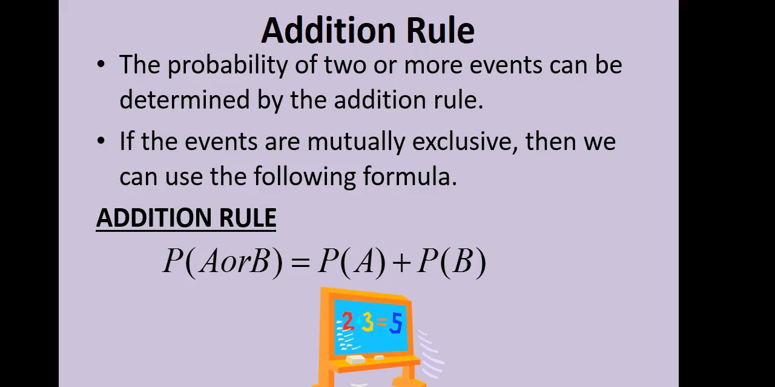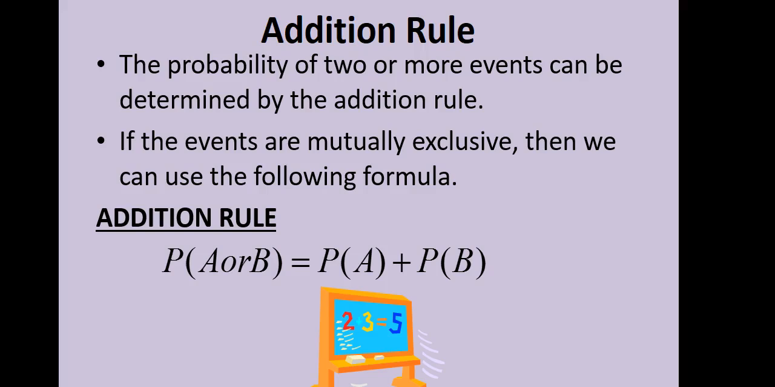So say we're rolling a die again, and we want to roll a number that is either a 1 or a 3. We can get the probability of rolling a 1, which would be 1 out of 6, and the probability of rolling a 3, which would also be 1 out of 6. We add those two together, and the probability of getting a 1 or a 3 would be 2/6, which simplifies to 1/3.